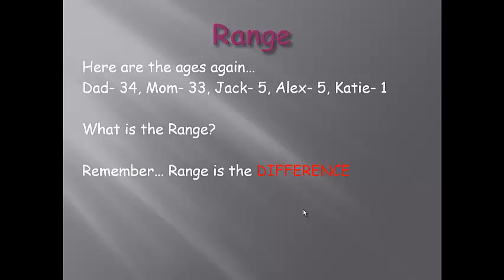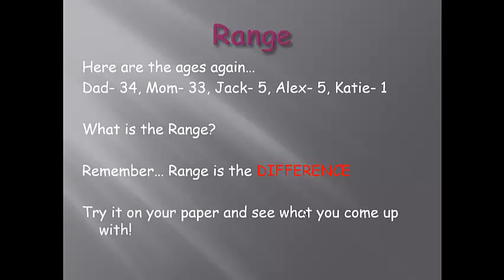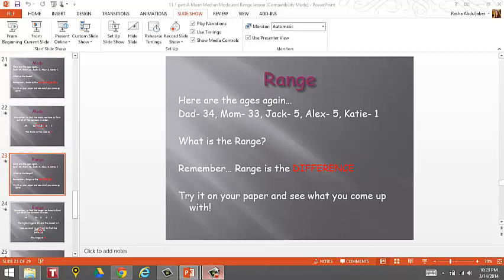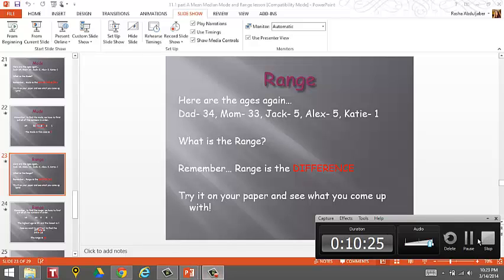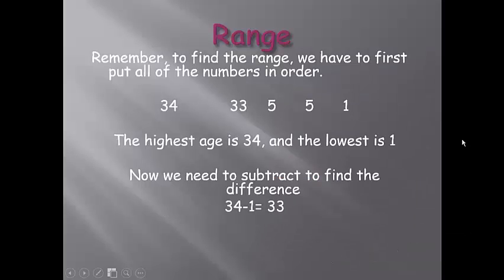Now let's try to find the range. Please try to find me the range from this data list. Take a minute to find the range. Remember, to find the range, we have to first put all of the numbers in order, as we did. So the highest age is 34 and the lowest is 1. So now we need to subtract to find the difference. 34 minus 1 is 33, which is the range. So the range is 33.